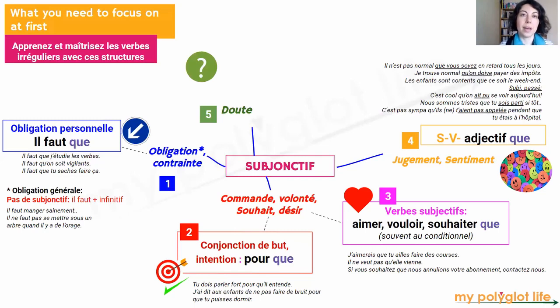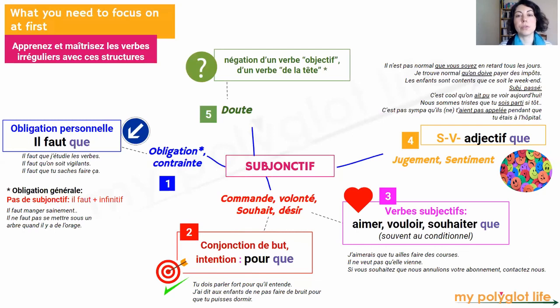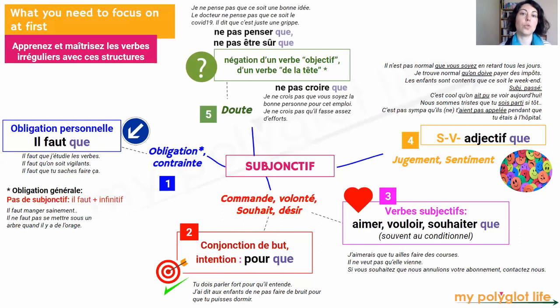And the 5th situation, I think you may have heard about it. It has to do with verbs that are about certainty. When they're in the affirmative, in a statement, they're followed with indicatif, with regular present or passé composé. But when they're negative, in a negative sentence, the second verb becomes subjunctive to express doubt, uncertainty. So those verbs are what we call verbs of the head, like thinking, and when they're negative, they're followed by subjunctive. Like ne pas penser que, ne pas être sûr que, ne pas croire que.